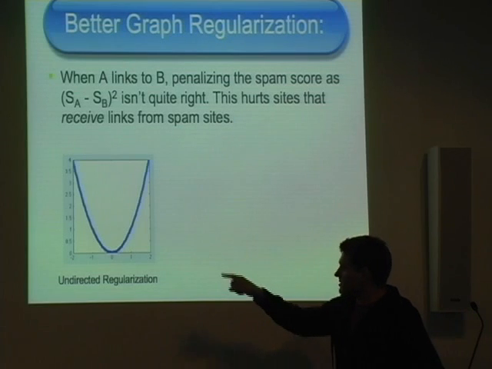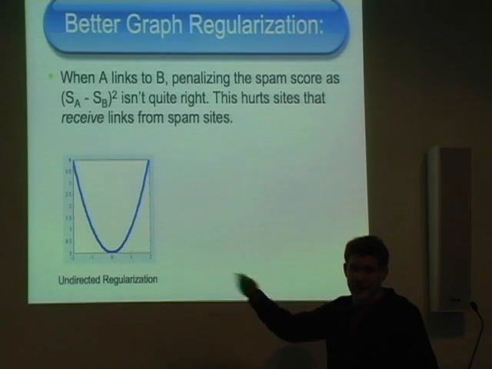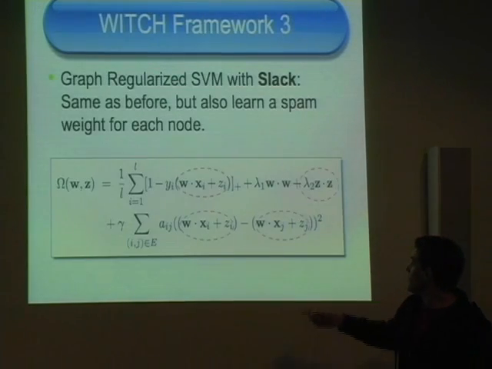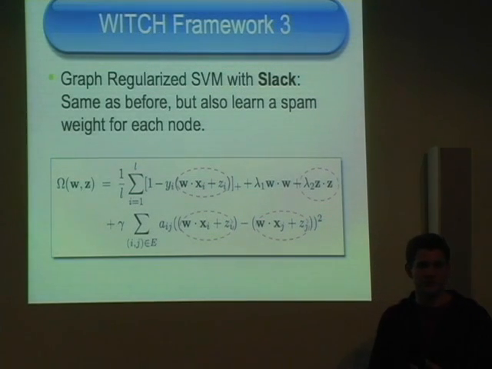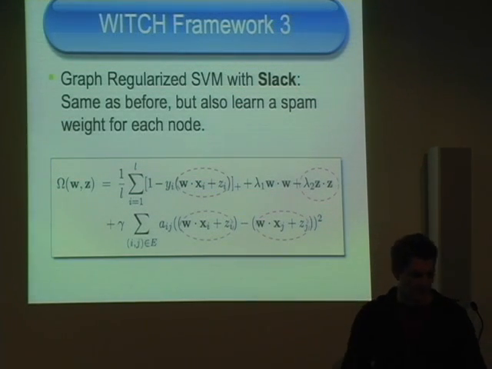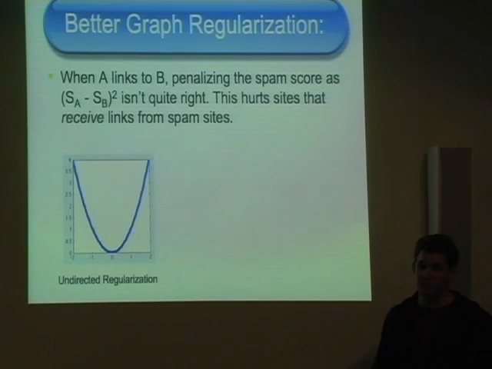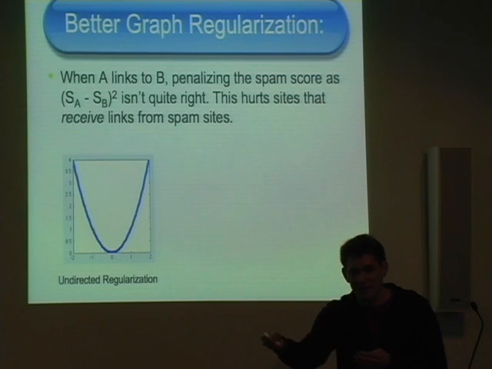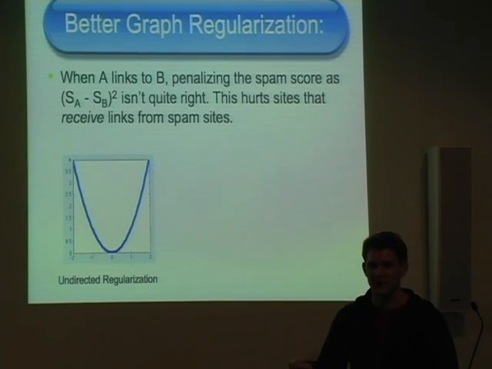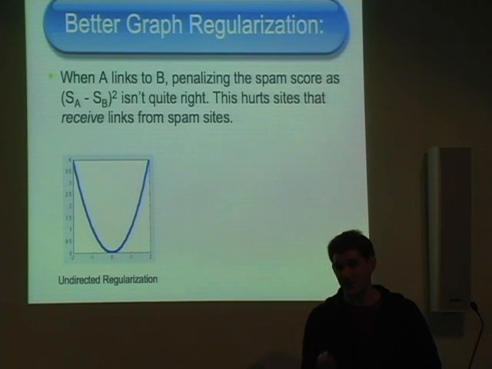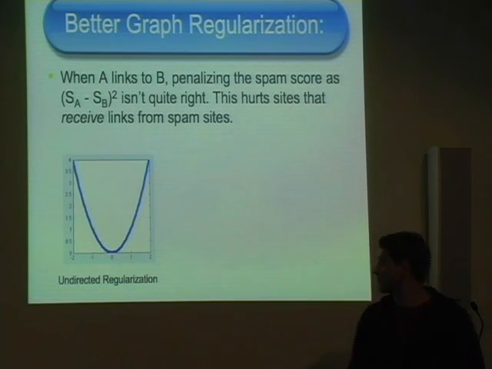So standard undirected graph regularization, like I had written before, is just the difference squared. There's no directionality. If they're different, I penalize. What I should have is something that tells me more. What happens if bad links to good? That's okay, that seems natural. I said they might do that to try to fool the indexer. But if good links to bad, that's a very bad thing. I really don't want that.